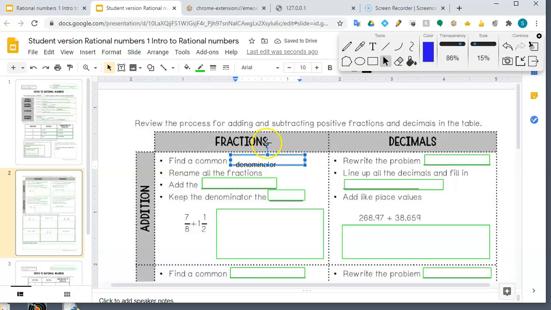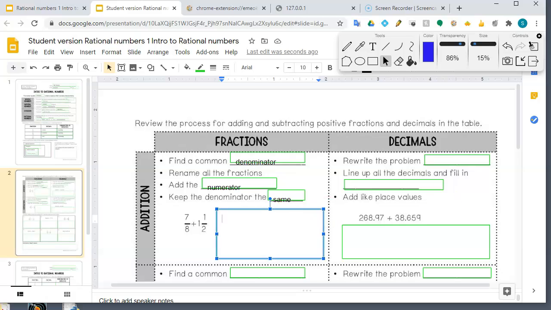Now I'm going to pull this up. I don't know why it's writing so far below the line. And then we're going to add the numerators and keep the denominator the same. Alright, now writing fractions here is not the easiest thing to do. So we're going to write fractions where we write the top number slash the bottom number.